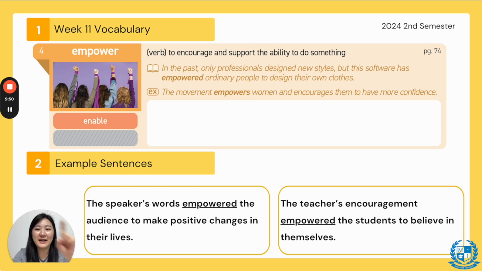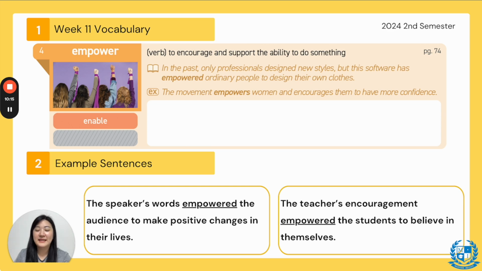Example, let's read together. 1, 2, 3. The movement empowers women and encourages them to have more confidence. So here, maybe there's some kind of protest going on or some kind of movement that empowers women. It's making them feel more encouraged and supported to have more confidence.